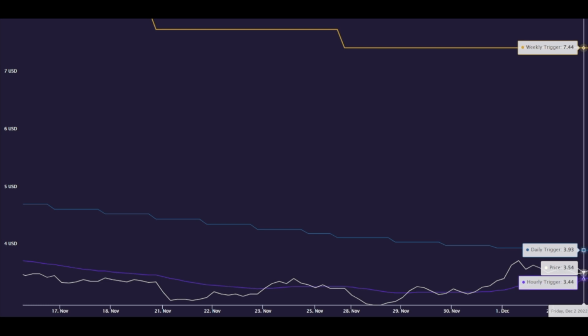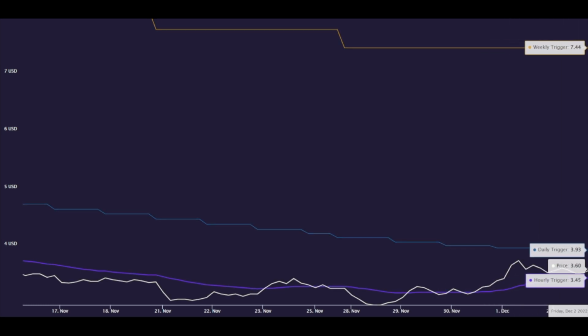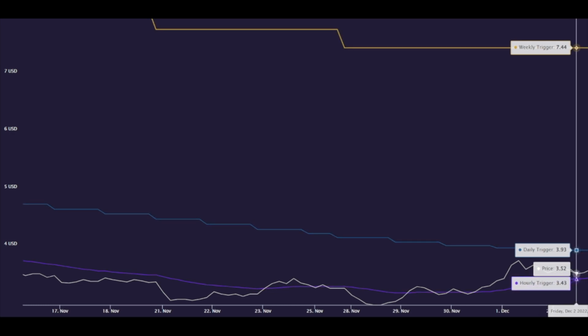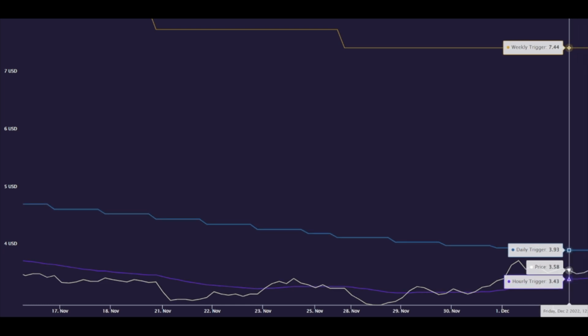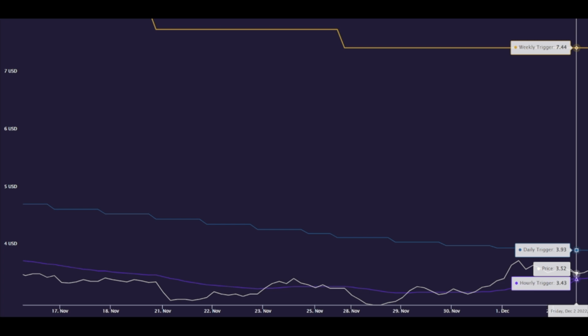Now, downside risk is if price breaks back below the hourly trigger. Although this isn't a favorable outcome, if price does break below 345, which is the hourly trigger currently, then it will most likely delay this move up to the weekly trigger for a little bit of time. If the hourly trigger keeps leading price upwards and price breaks above 393, then within a short period of time, you can expect a fast attack of this weekly trigger at 744.